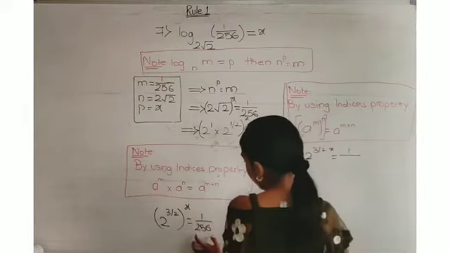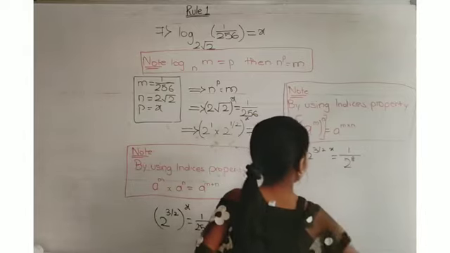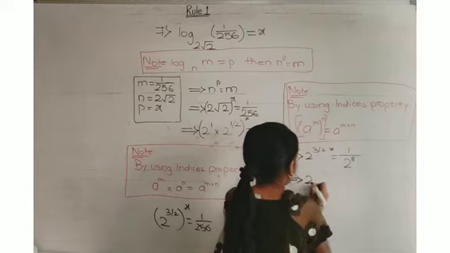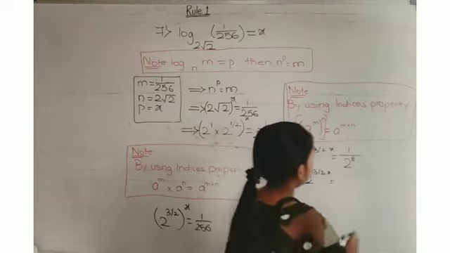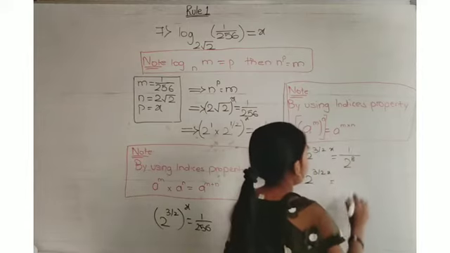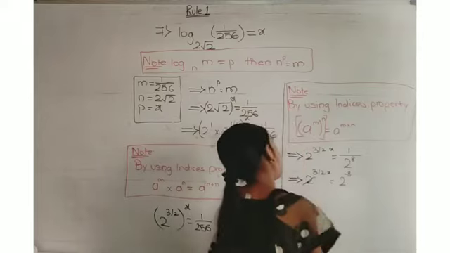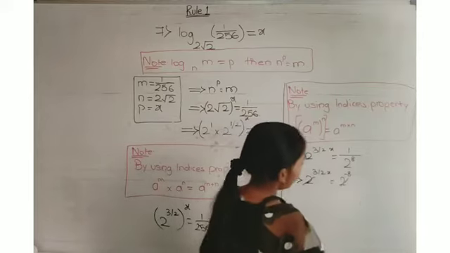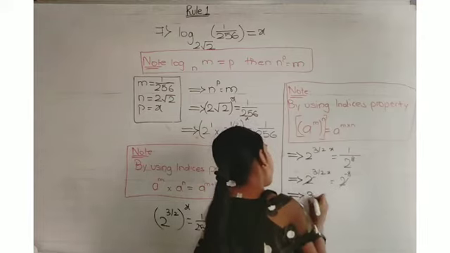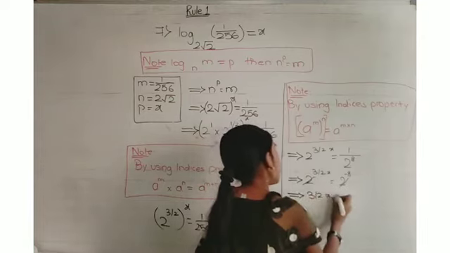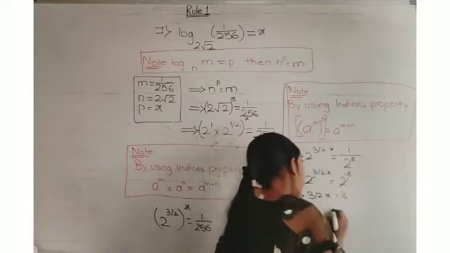Now we have to make the base as 2. So we can write 256 as 2 raised to 8. Now 2 raised to 3 upon 2 x is equal to, this will come in the numerator, so it will become 2 raised to minus 8. Now this 2 will be cancelled because the base is same. Remaining will be 3 upon 2 x is equal to minus 8, x will be as it is.